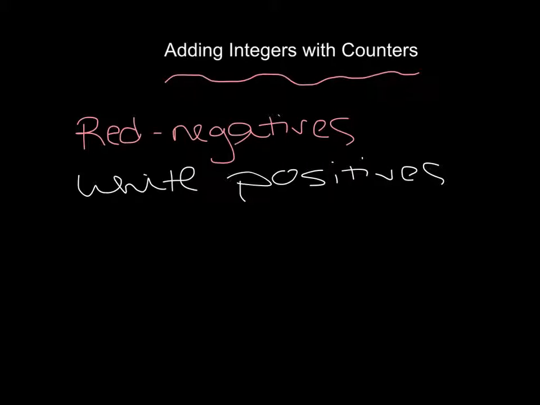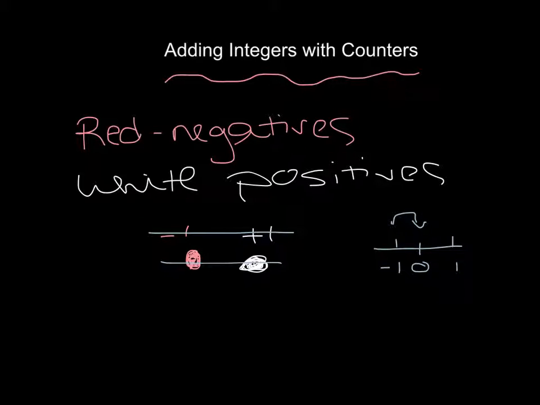Now, one important thing that you need to know before we get started: when you have a red counter and a white counter, a negative and a positive that match, what do you think happens? Yeah, they cancel each other out. If this is a -1 and this is a +1, -1 plus +1 cancels each other out. I'll try to just quickly do my little number line. If you're on -1 and you get +1, you're on 0. If you're on +1 and you get a -1, you're on 0. Opposites cancel each other out. That's an important thing to remember.